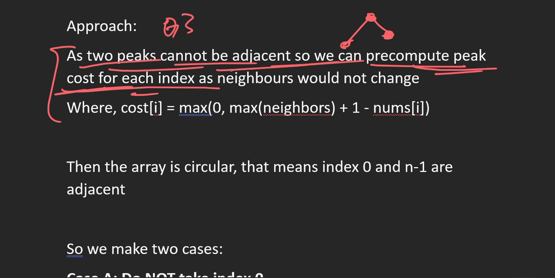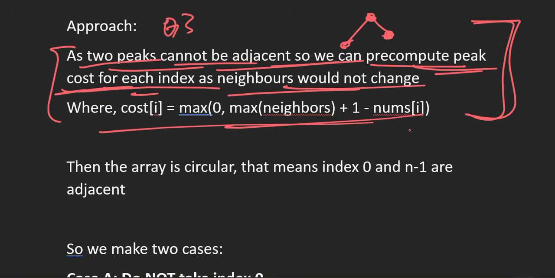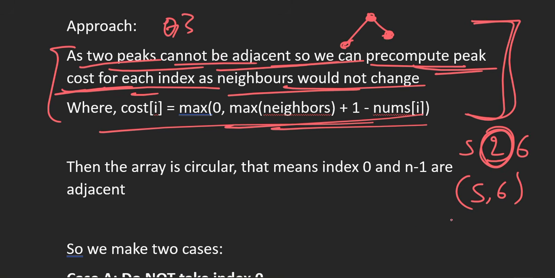Like if we have to make each index a peak, how many operations or how much cost we have to spend on that, so we will compute that in the starting and store it. So how will we compute the cost? Suppose we have 5 2 6. Now we have to make the middle one a peak, so we take both the numbers 5 and 6. Which one is maximum? 6 is maximum.